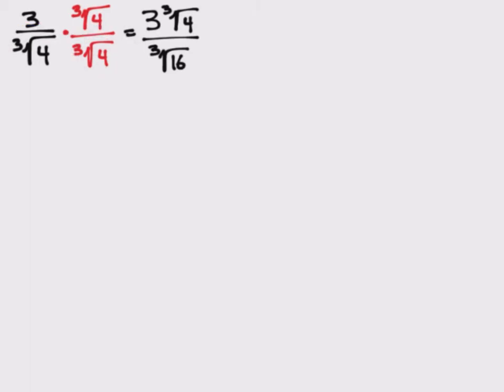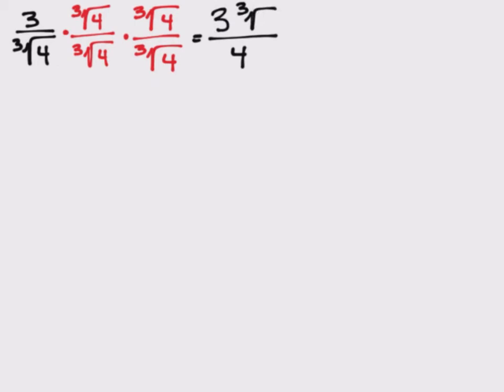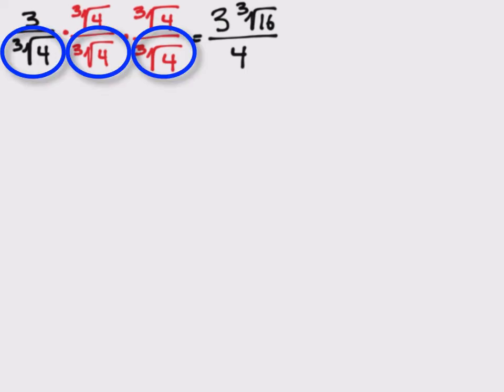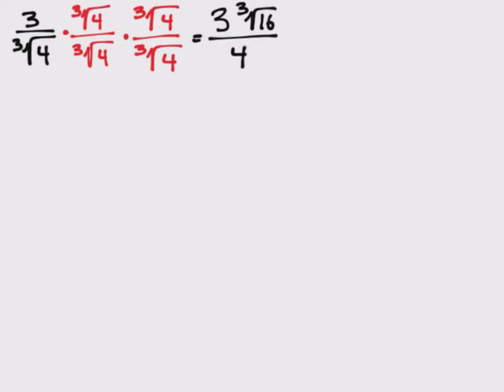A third root times a third root multiplied by themselves twice doesn't give you that number. So in this case, what we actually had to do is if we wanted to use the third root of 4, we had to multiply the original fraction, its numerator and denominator, by the third root of 4 twice. And remember, by definition, with a cube root, you have to multiply it by itself 3 times in order to get 4 in this case. And we end up with 3 times the third root of 16 over 4.